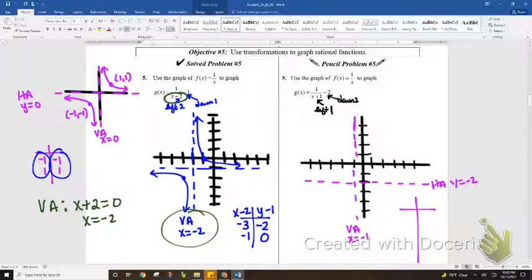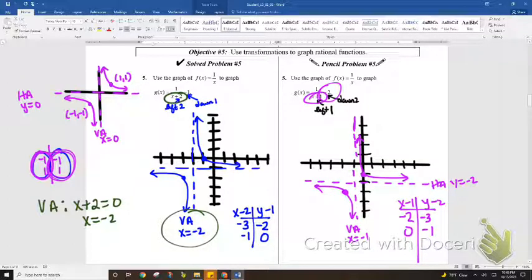Then our table, our x's, it says it's x plus 1. We know we're going to do the opposite, so we're going to subtract 1 from our x's. And then we have the minus 2, so that's going to affect our y's, so y minus 2. So we're going to take our x's over here, and we're going to subtract 1 from them. We're going to take our y's over there, and we're going to subtract 2. And then we're going to plot those points. And then we shape it using our asymptotes. And there is our graph.